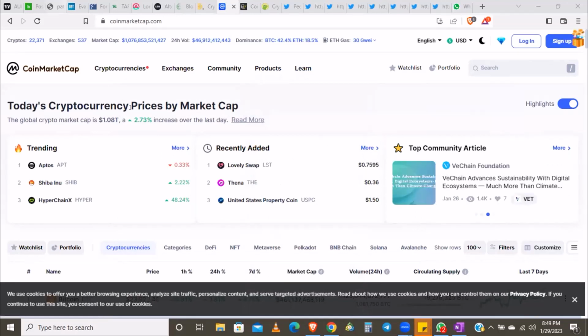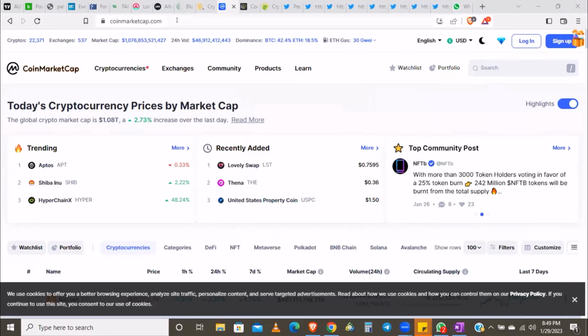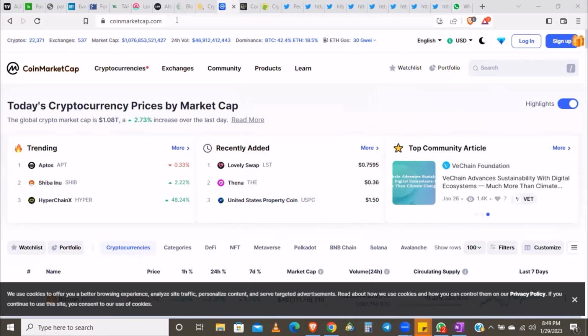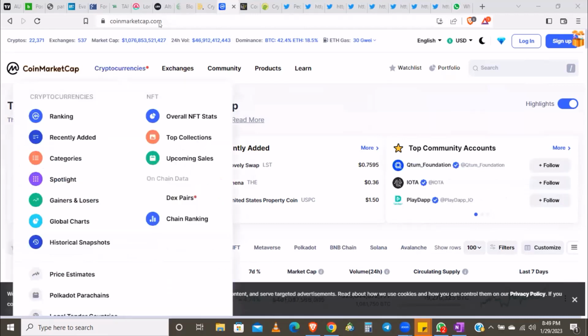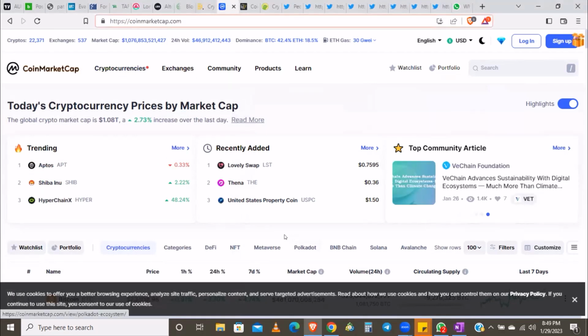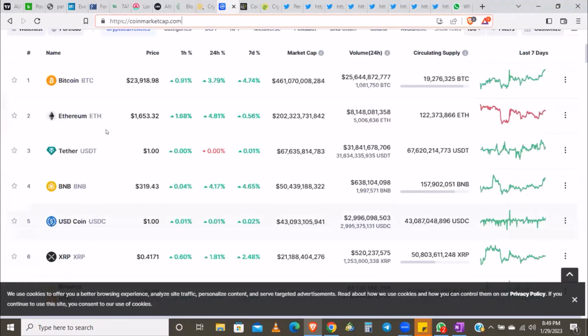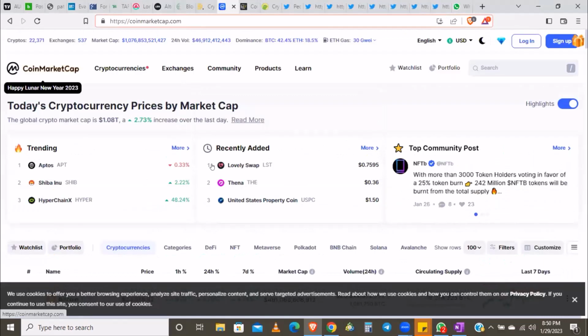The first site you want to go to is CoinMarketCap, because that site houses all of the coins we have. You just type coinmarketcap.com. It brings you to this page. Now, how do you make use of this page? Look at this first page.